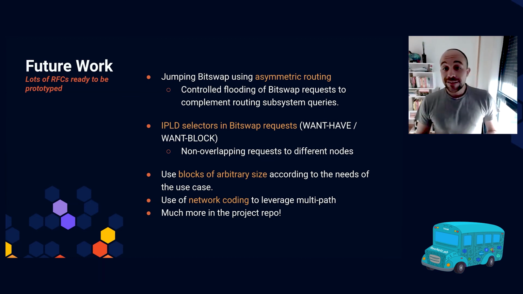There are some RFCs being discussed that explore the use of blocks of arbitrary size according to the application, so that we can fine-tune the exchange of content to the specific application and the specific data that we're exchanging. As I mentioned, there is also the use of network coding or other kinds of coding strategies in order to improve the exchange and the multipath download, and a lot more that you can find in the repo.